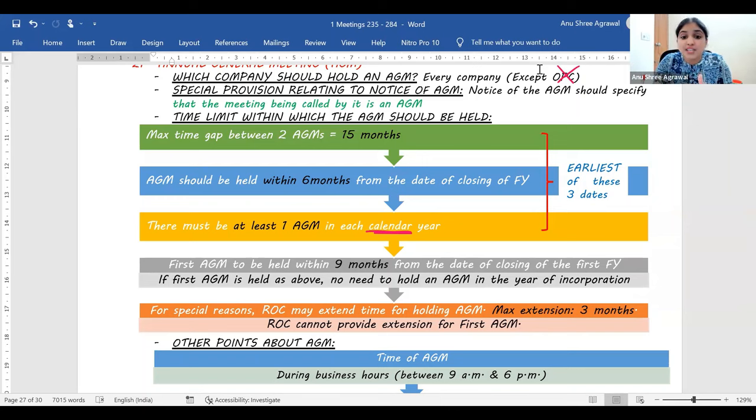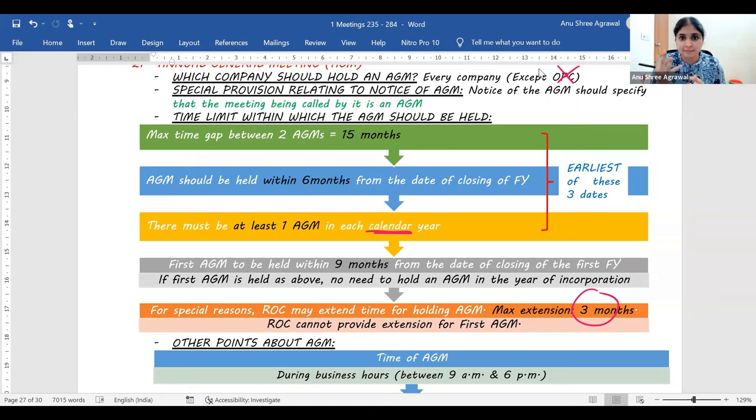ROC will give us how much extra time? ROC will give us 3 months extra time. But if this is the first AGM, when should I hold the first AGM? The whole first AGM, only 1 time limit. What is that 1 time limit? Within 9 months from the end of the year. First AGM, no extra time limit also. Understood, guys? AGM not required for 1% company.